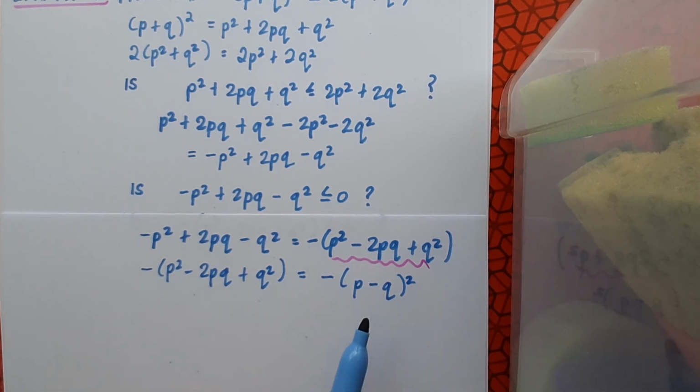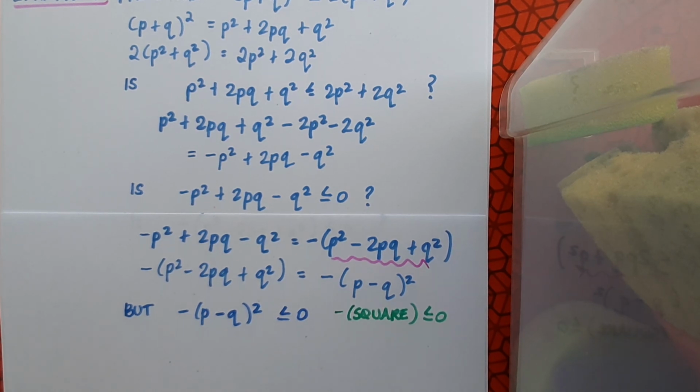Now I can make a statement about this and whether it's greater than or less than 0. It's a square, and normally squares are greater than or equal to 0, but it's a minus square. So I can confidently state that a minus square is less than or equal to 0. And again, I'm making a definitive statement here, so I need to back it up with a reason. So a minus square is less than or equal to 0.